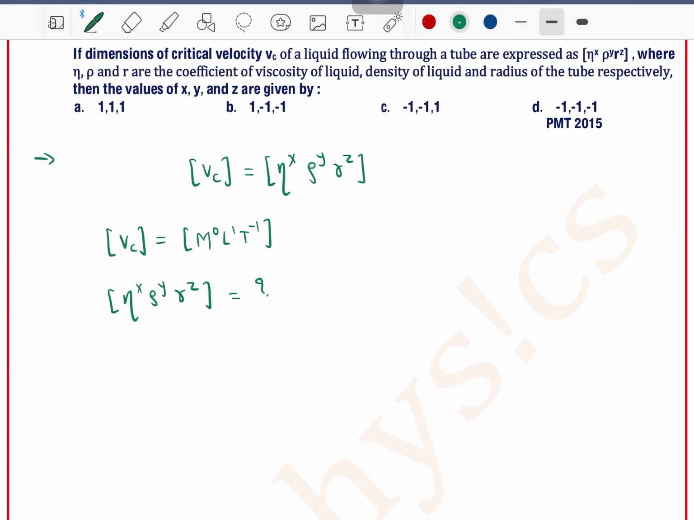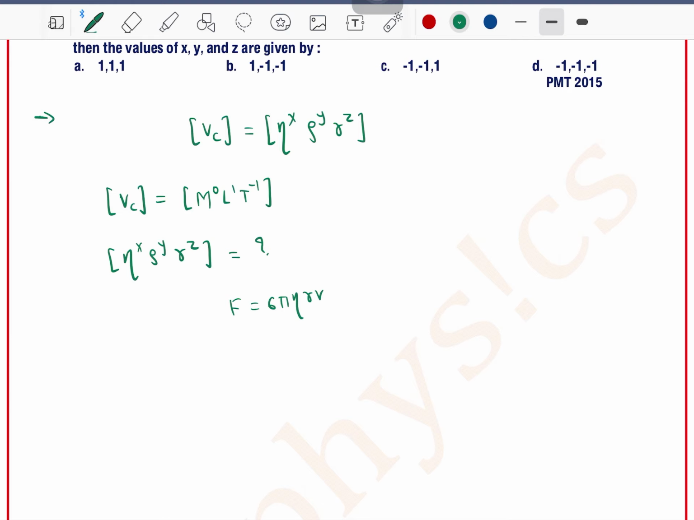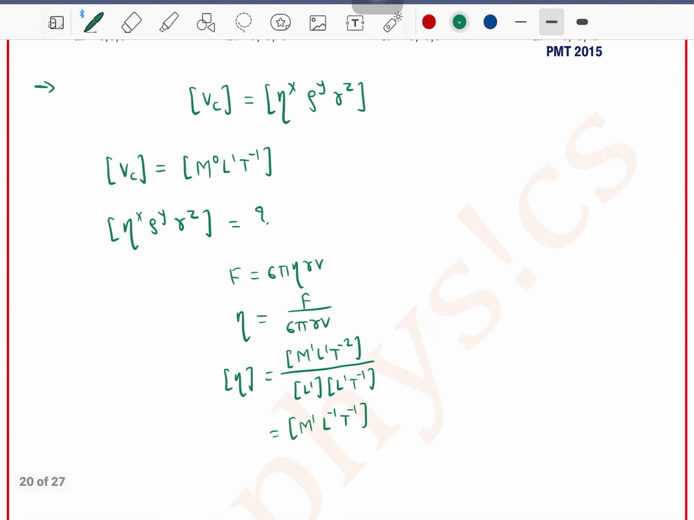We can find the dimension of eta from Stokes' law, that is F is equal to 6 pi eta rv, right? So eta can be written as F divided by 6 pi rv. So the dimension of eta is: dimension of force is M1 L1 T minus 2, dimension of r is L1, and dimension of v is L1 T minus 1. So this can be written as M1 L minus 1 T minus 1, right? This is the dimension of eta.